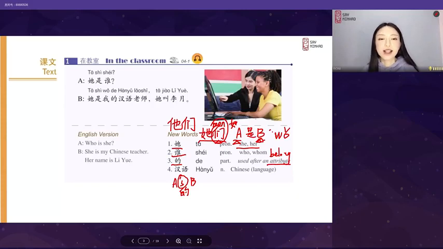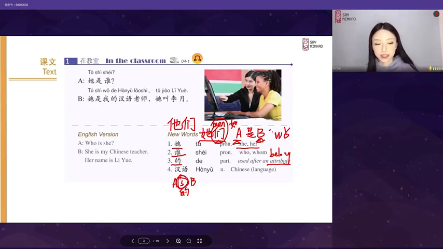So teacher's student. Student is 学生, right? 学生, student. So teacher's student is 李老师的学生 in Chinese. 李老师 means teacher Li, and student 学生, so 李老师的学生, the 的 here is this 's.